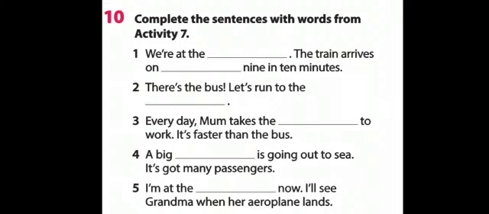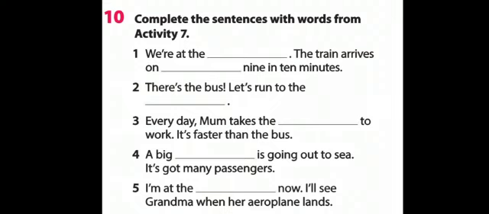We're at the gap. The train arrives on gap 9 in 10 minutes. Number 2, there's a bus. Let's run to the gap. Every day, Mom takes the gap to work. It's faster than the bus. Number 4, a big gap is going out to sea. It's got many passengers. Number 5, I'm at the gap now. I'll see Grandma when her airplane lands.